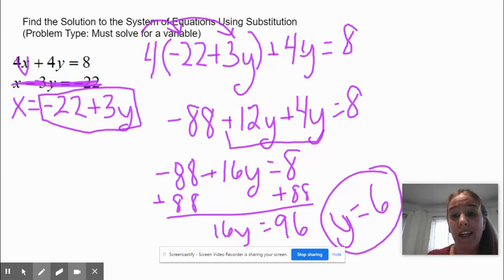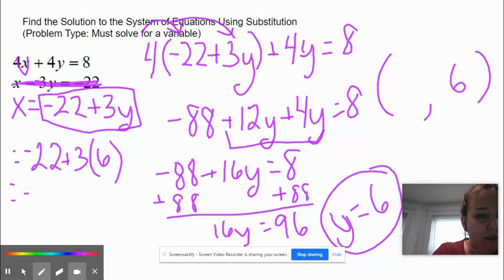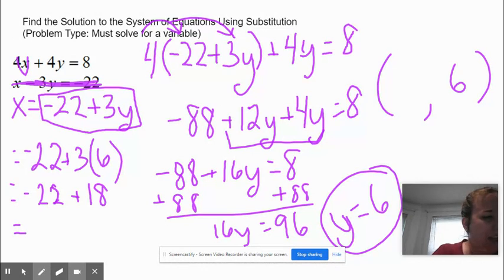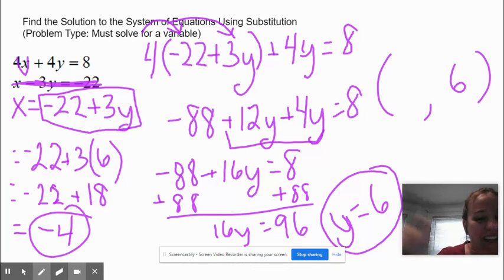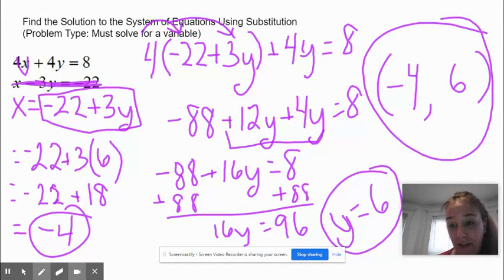So if y equals 6, that's all fun. What is x? Well, let's just plug it in over here. Negative 22 plus 3 times y, and y is 6, right? So negative 22 plus 18. And that's what, negative 6? Negative 4? Negative 4? Don't tell on me. Negative 4. All right. So that, my friends, would be your final answer.